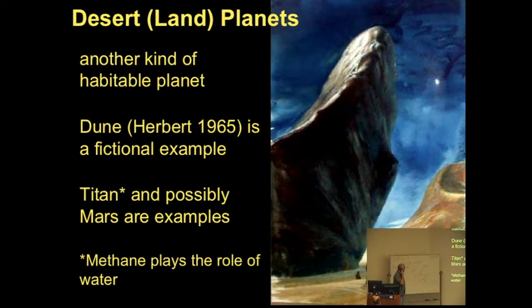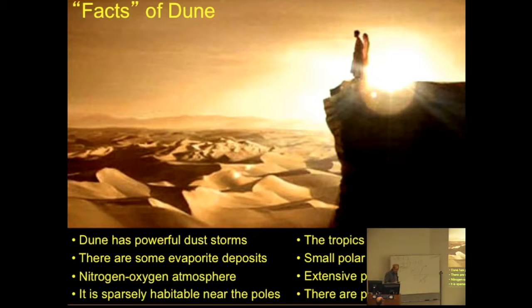Titan and possibly Mars are examples of land planets in our solar system. On Titan, the liquid is methane, not liquid water. On Mars, the liquid would be liquid water. Very dry there. So I guess when we're starting to talk about a fictional planet like Dune, we should talk about its facts. The known facts of this fictional planet are that Dune has powerful dust storms.